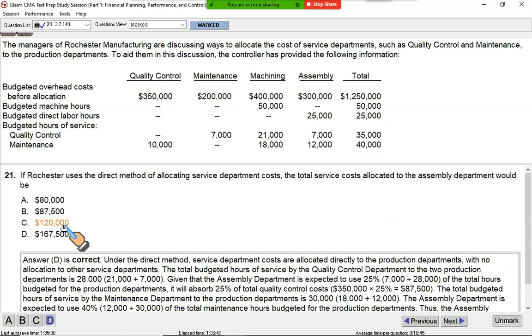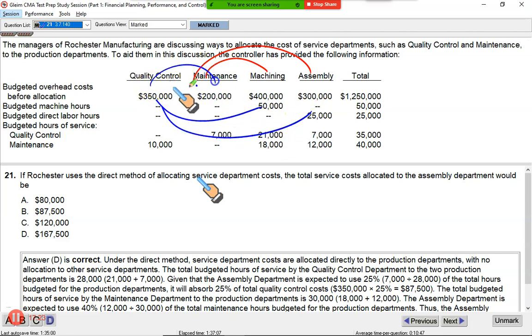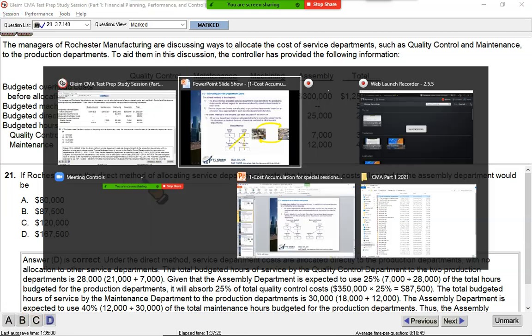Easy, but not very accurate. Why not very accurate? Because we totally ignored that maintenance department serves quality control. Quality control department serves maintenance. We only considered that maintenance serves only machining and assembly. Quality control only serves machining and assembly. We totally ignored that they serve each other. This is a very least accurate method, a bad method, but it is a simple method called the direct method. Now let us remove the problem to this method.